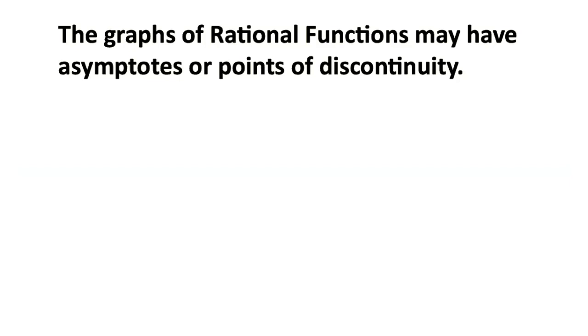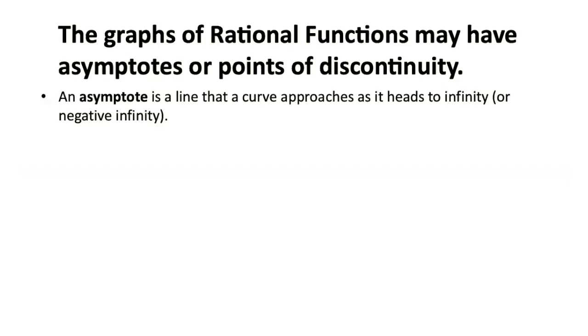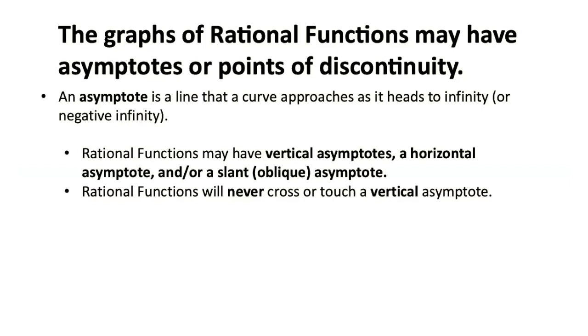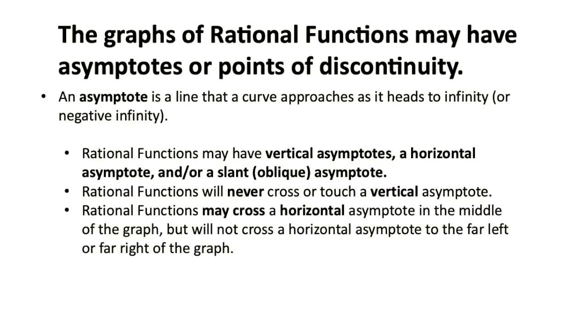The graphs of rational functions may have asymptotes or points of discontinuity. And here's a refresher on those. An asymptote is a line that a curve approaches as it heads to infinity or negative infinity. Rational functions can have vertical, horizontal, or slant asymptotes. Rational functions will never cross or touch a vertical asymptote. They'll just get closer and closer to that line. Rational functions may cross a horizontal asymptote, but only in the middle of the graph. It will not cross a horizontal asymptote out to the far left or far right of the graph.